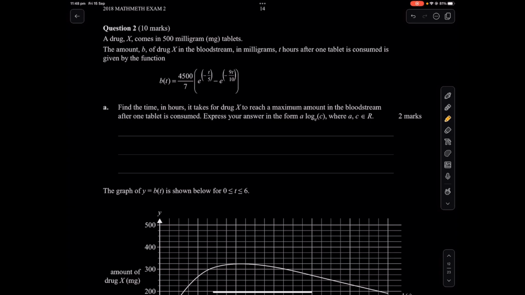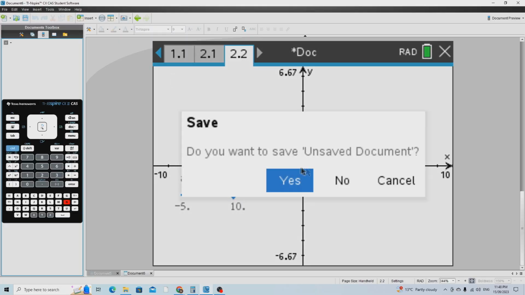Question 2. A drug X comes in 500 milligrams tablets. The amount B of a drug in the bloodstream in milligrams t hours after one tablet is consumed is given by this function. Find the time in hours it takes for the drug to reach a maximum amount in the bloodstream after one tablet is consumed. Express your answer in this form. Okay, not too bad. So just let me Control N this and create a new document.